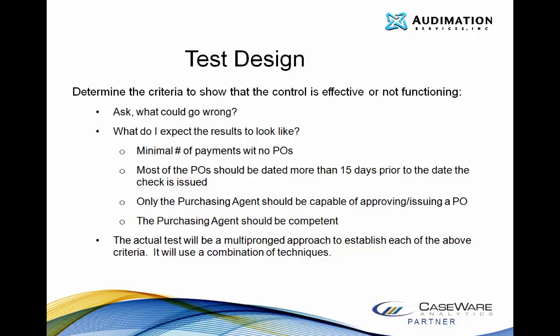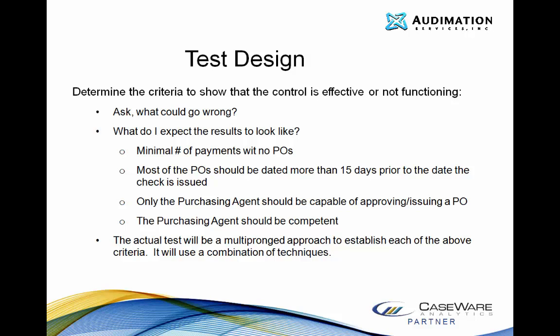When I was designing the test, I had to ask what could go wrong with the purchasing agent's approval. What could happen that could give me some false information, or that the purchasing agent really wasn't doing the approval. And what do I expect my results to look like? I expected to see, in a well-designed system where the purchasing was functioning properly, relatively few payments that should have POs that don't have POs.